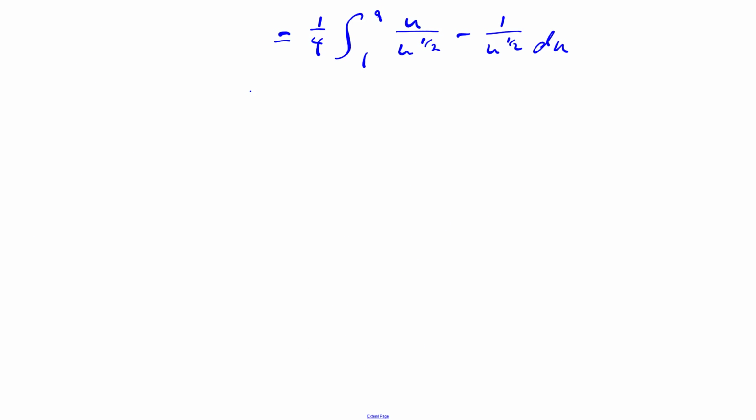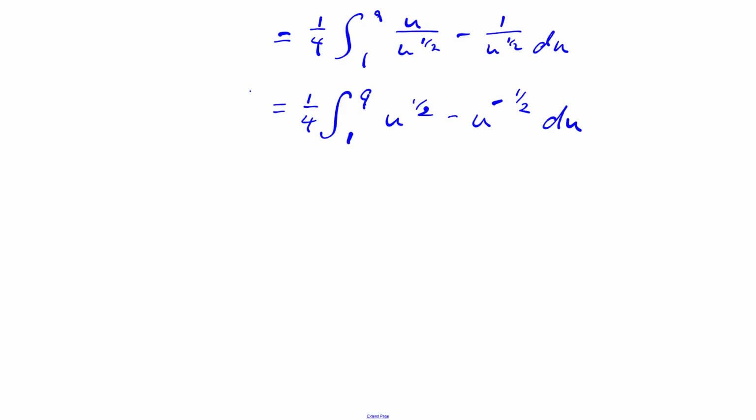Okay, I've got my screen issue figured out now. And we're going to go ahead now and simplify this integrand. U divided by u to the 1/2 is u to the 1/2, square root of u. And 1 over u to the 1/2 is u to the negative 1/2. And so this is what our integral is now looking like.